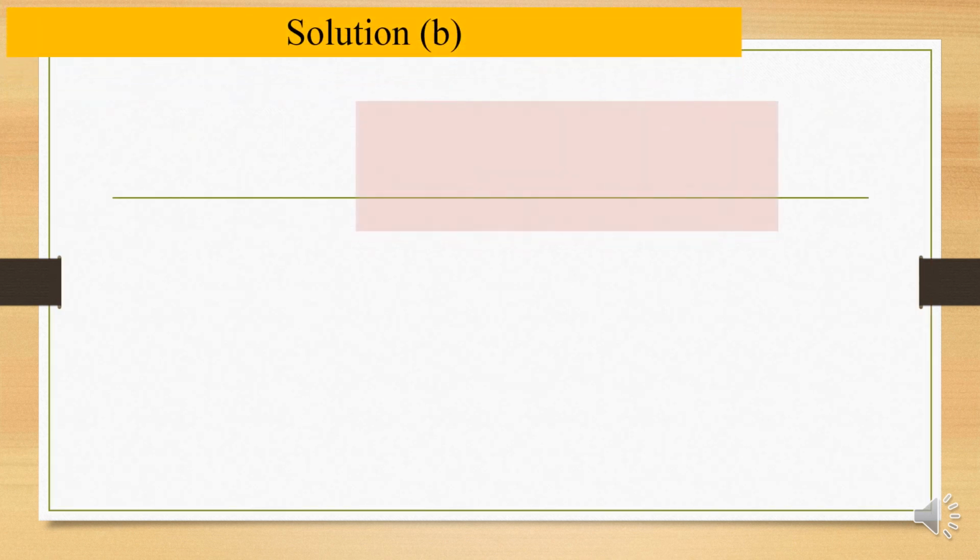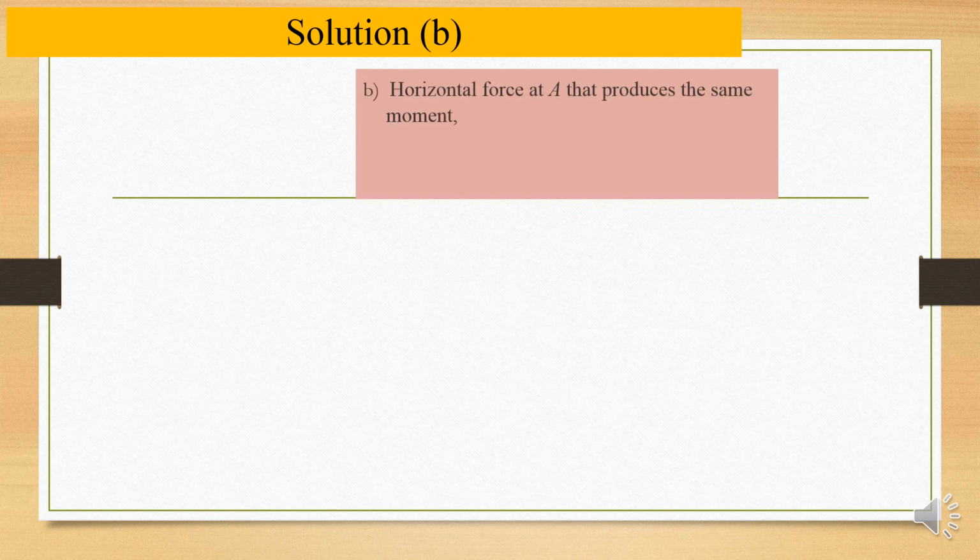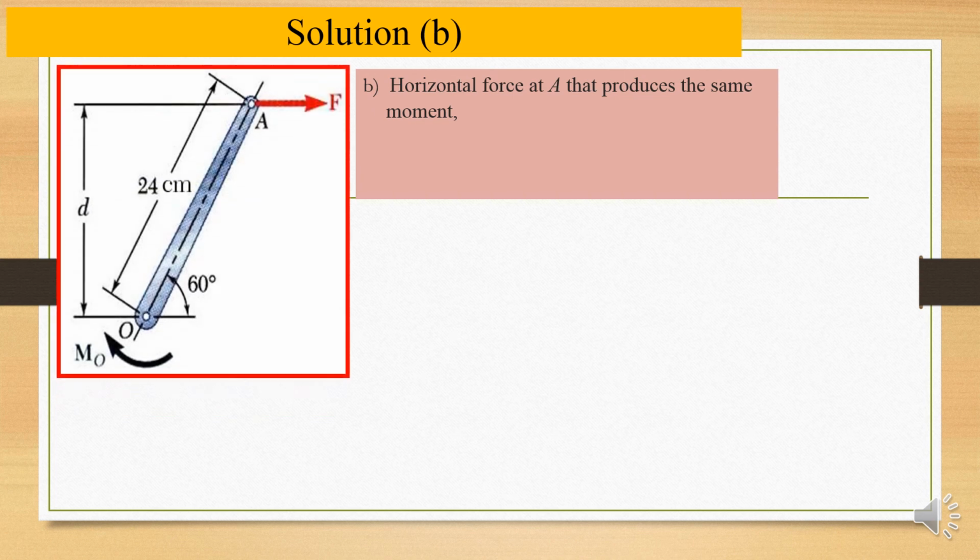For the next question, the question asks you to determine what will be the horizontal force at A which will produce the same moment as in A. If you remember, in A the force is given, but for this question the moment is given, because it wants the same value of the moment that we calculated in A, which is 12 Newton meter. So the only thing that we want to determine is the force itself, the force here.